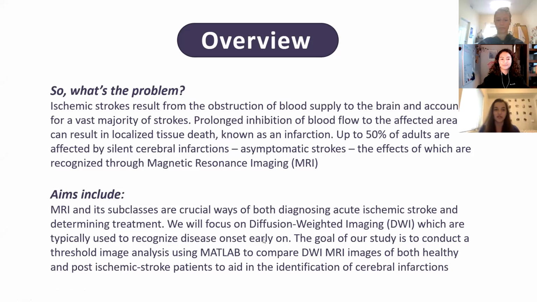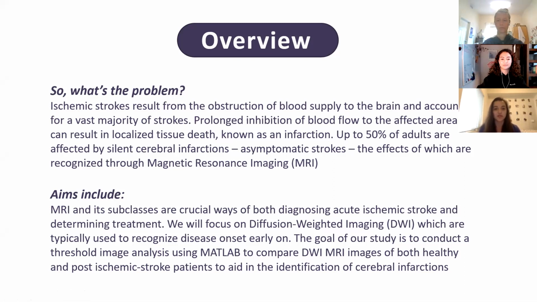So, a general overview of the problem. Ischemic strokes result from the obstruction of blood supply to the brain and account for the vast majority of strokes. Prolonged inhibition of blood flow to the affected area can result in localized tissue death, which is known as an infarction. Up to 50% of adults are affected by silent cerebral infarctions, asymptomatic strokes, the effects of which are recognized through magnetic resonance imaging. MRI and its subclasses are crucial ways of both diagnosing acute ischemic strokes and determining treatment.